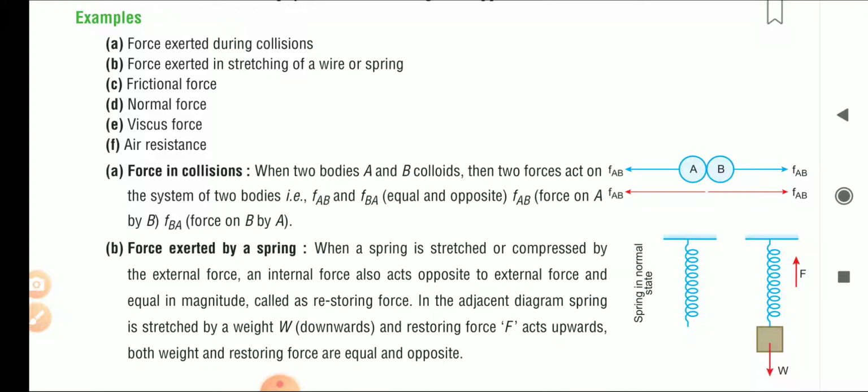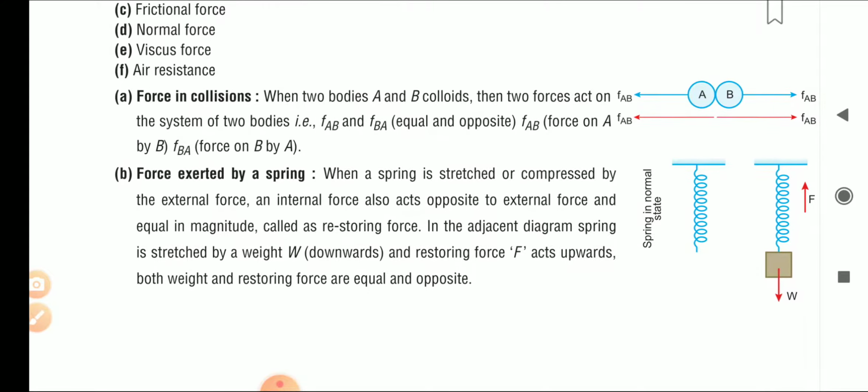If two objects are colliding with each other, then force will be exerted on both objects. A will exert force on B and B will exert force on A, and whichever is greater, on that side the object will move. The resultant will act on the side of the greater force.